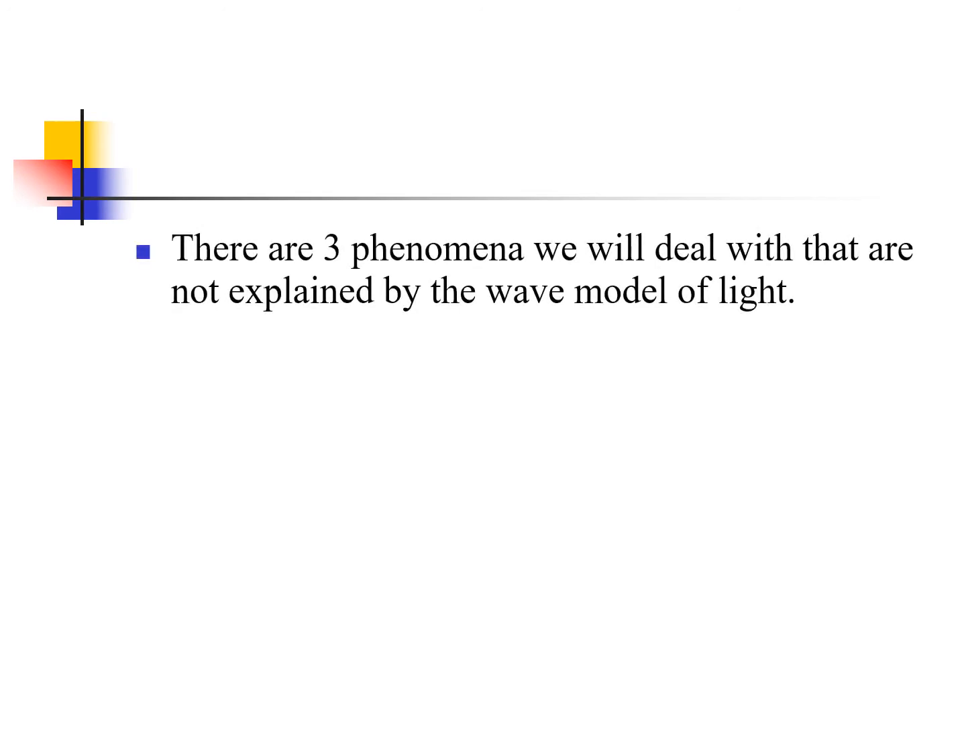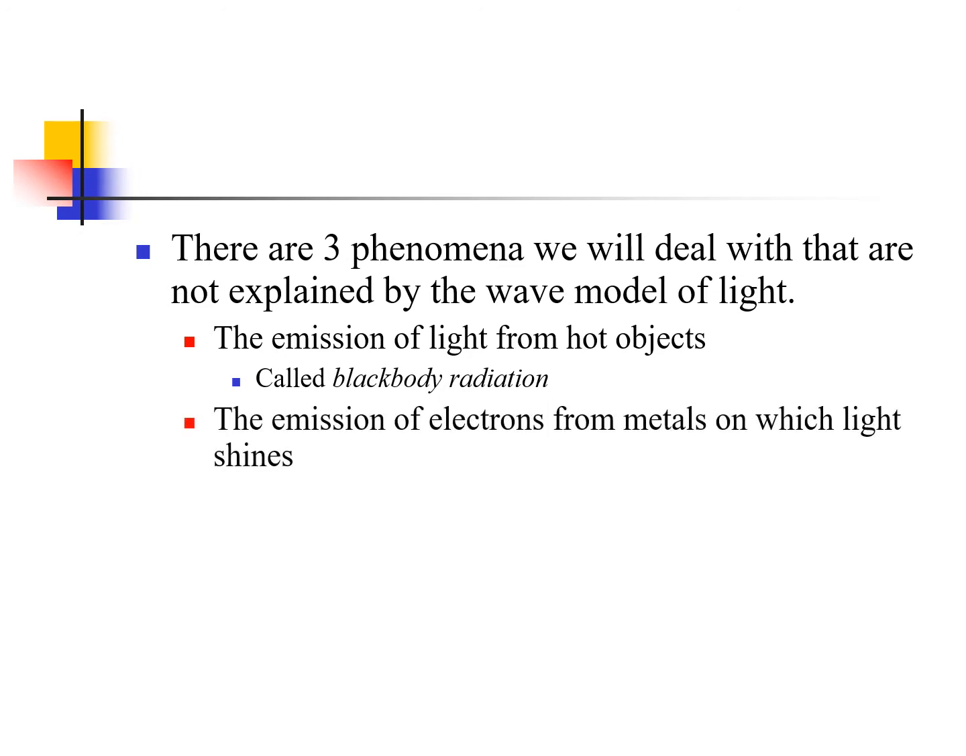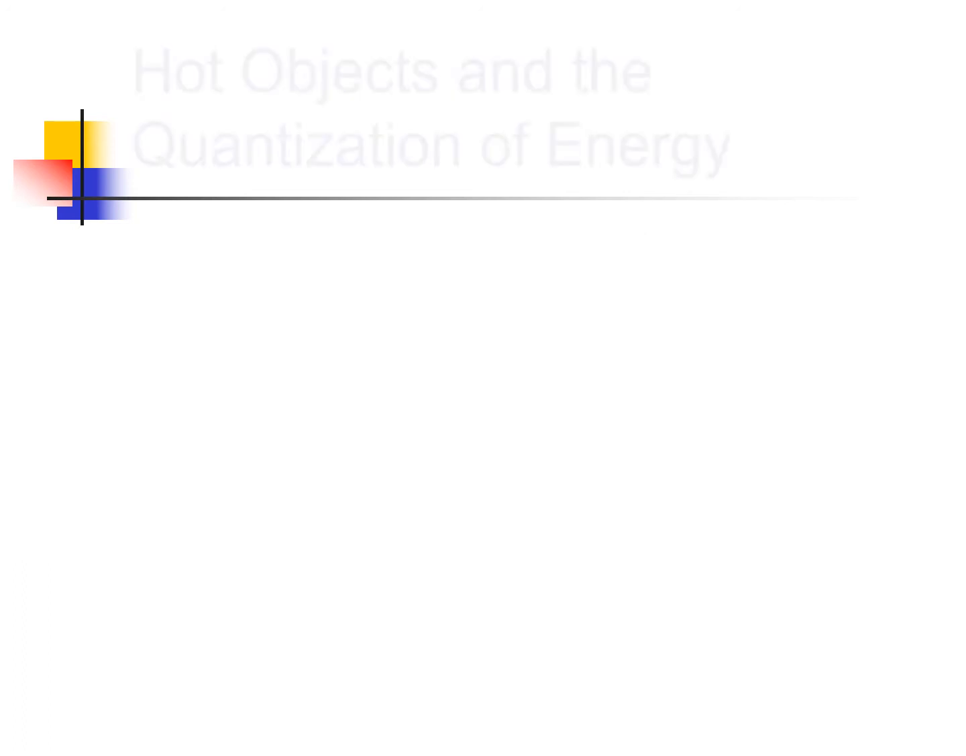Now, there are three phenomena dealing with light that are not explained by light being a wave, and this is what led to the idea of the quantum. First off is the emission of light from hot objects. We call that black body radiation. There's the emission of electrons from metals on which light shines. We call it the photoelectric effect. And finally, the emission of light from electronically excited gas atoms, which we call emission spectra.